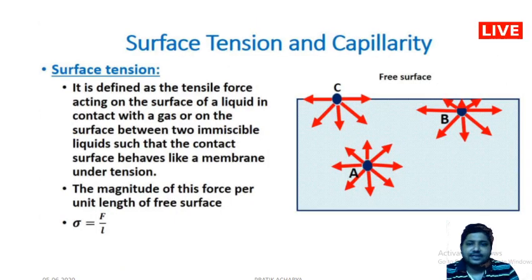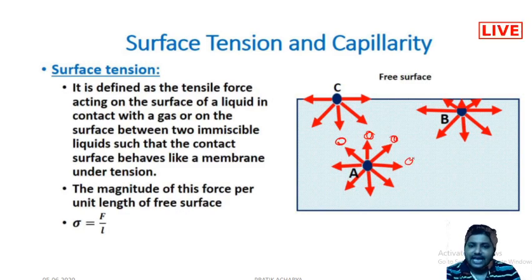Now surface tension and capillarity. Surface tension is the property of the fluid by virtue of which the surface of a liquid behaves like a stretched membrane. Take the example of this A, B, C fluid particle. If you see particle A, it is surrounded by a number of water molecules, and these water molecules are attracting each other. So the net force acting on this water molecule A is going to be 0.